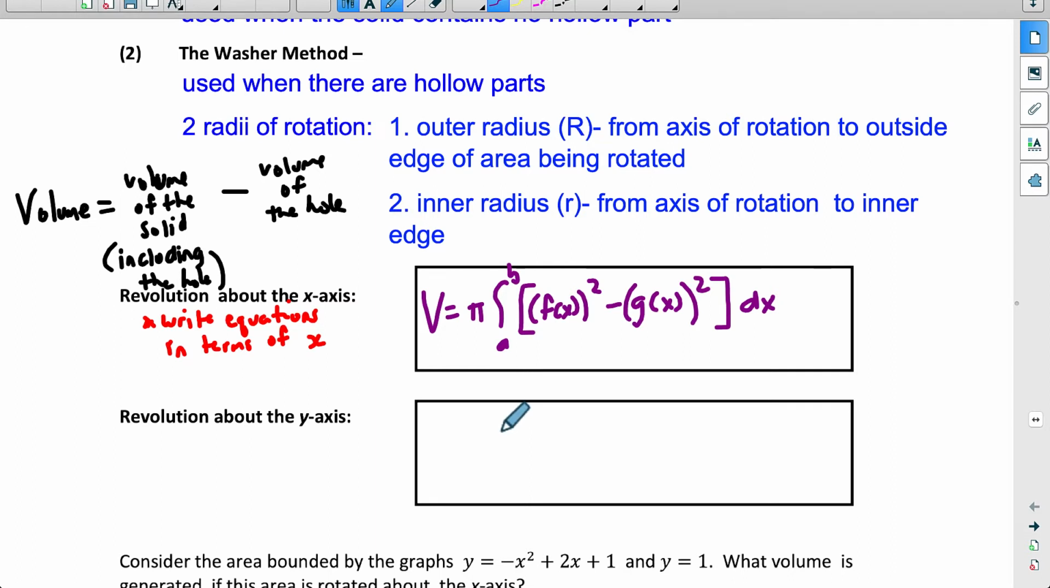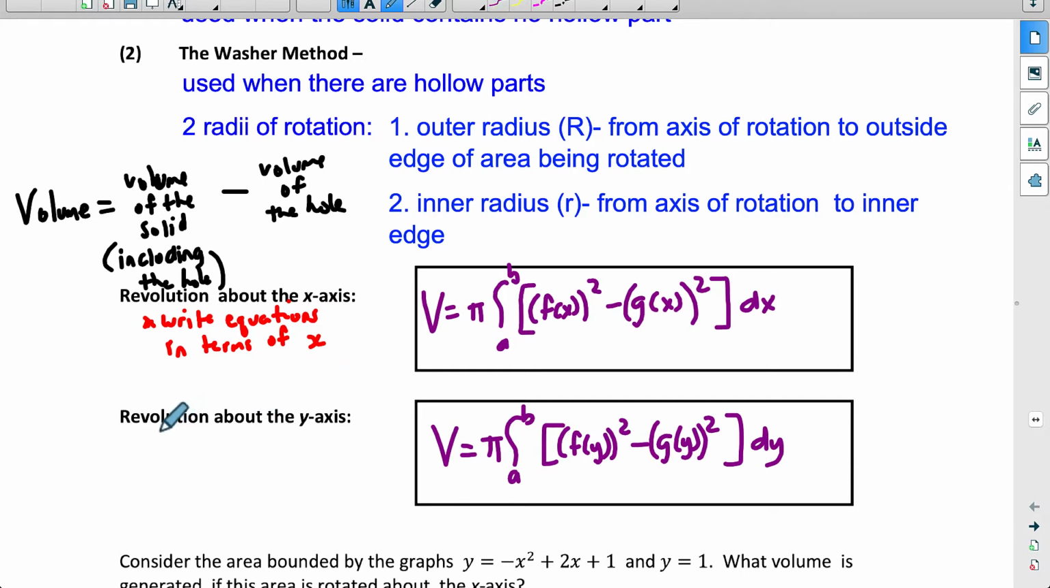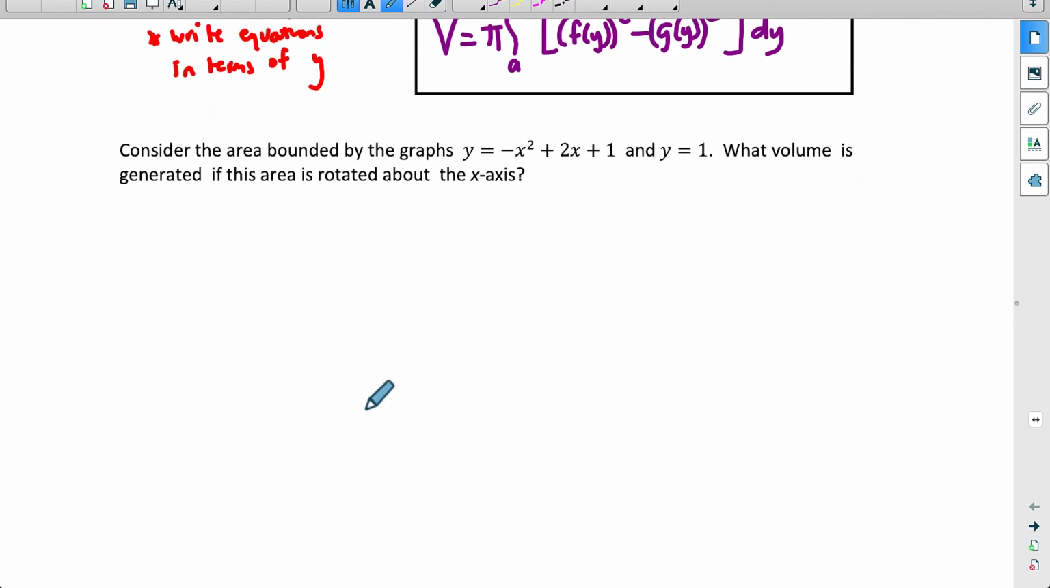If you revolve your plane region around the y-axis, you get V equals pi, integrate from a to b. This time it's going to be f of y squared minus g of y squared. And this is in terms of y when you integrate this time. So of course we're going to write the equations in terms of y. Okay? And that's it. So let's try a couple of these.